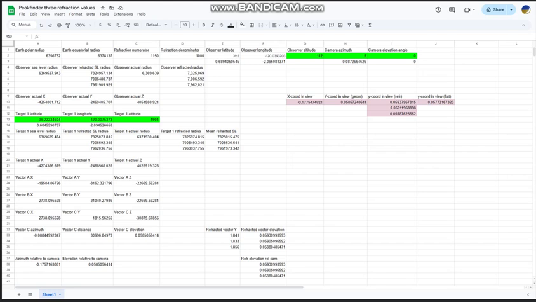And from vector C, it calculates vector C azimuth, which is the direction from the observer to the target. Vector C distance is the actual straight line distance to the target. Vector C elevation is the elevation angle relative to the observer location, relative to horizontal.